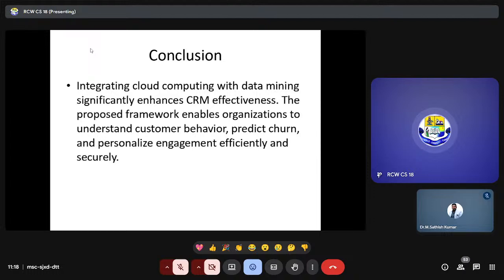These are the conclusion. Integrating cloud computing with data mining significantly enhances CRM effectiveness. The proposed framework enables organizations to understand customer behavior and enhance personalization effectively and securely. Thank you, sir.